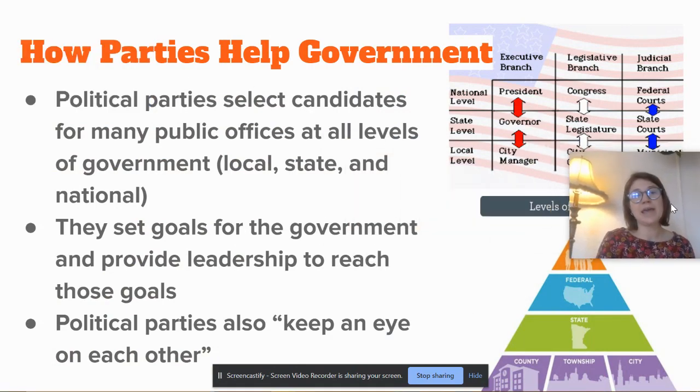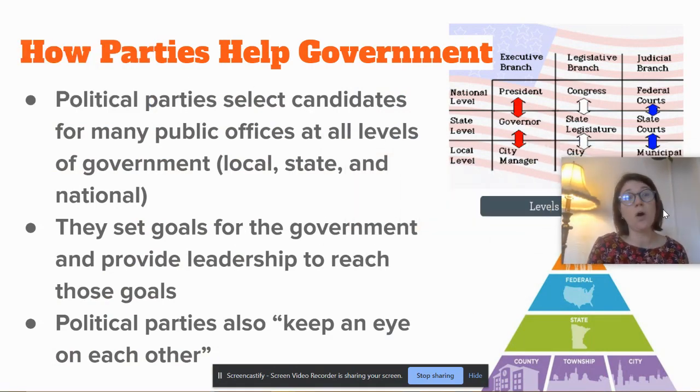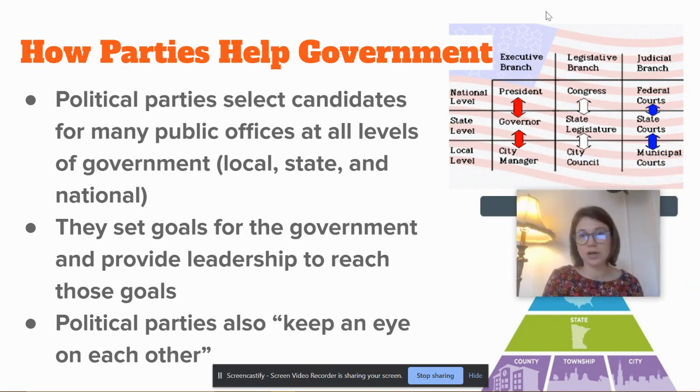Political parties select candidates for many public offices at all levels of government. Right? I've got a little chart here of our 3 levels. Political parties set goals for the government and provide leadership to reach those goals. And political parties also keep an eye on each other. So what we're going to do next is go through each one of these goals.